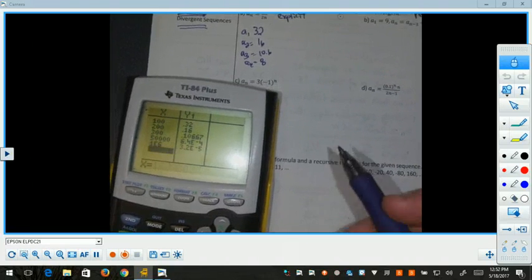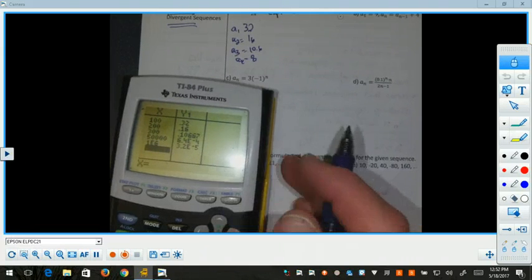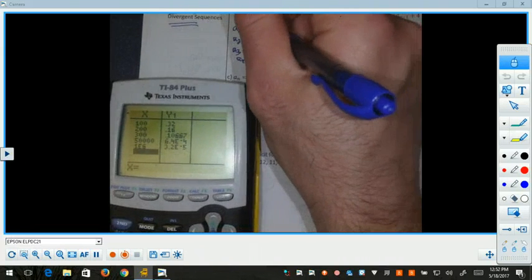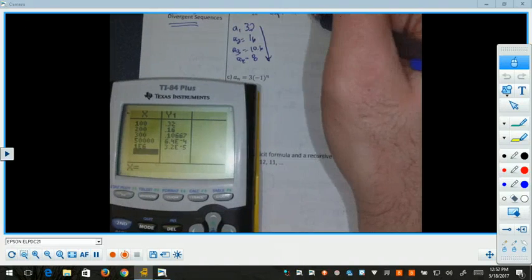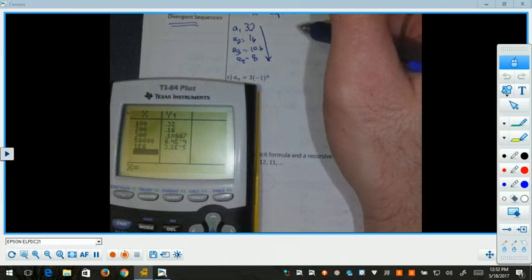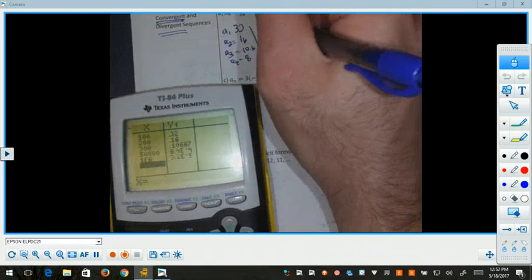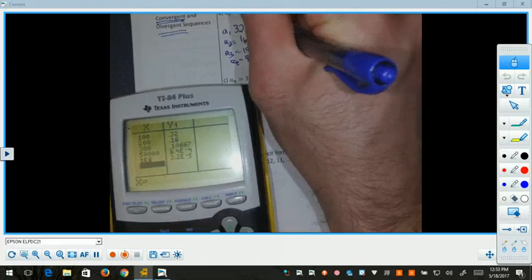10,000, or more actually, still a positive number, virtually 0. So what's happening is, yes, they're decreasing, but the increments they're decreasing by get smaller and smaller. And they never go negative. So it's not going to decrease infinitely, it's going to approach 0. So this one is convergent.